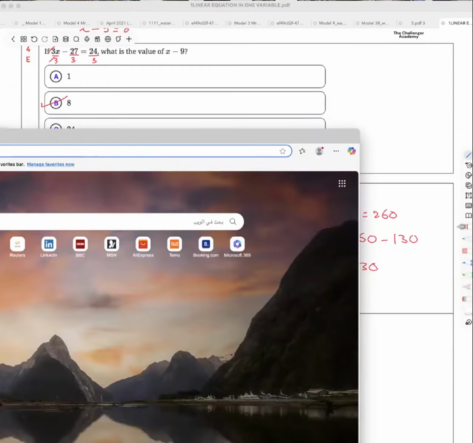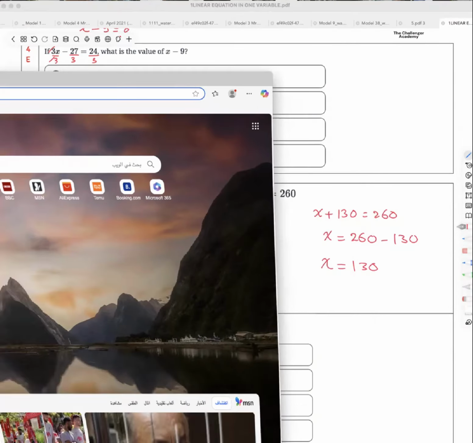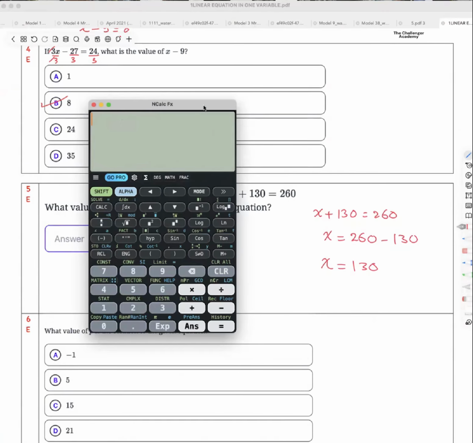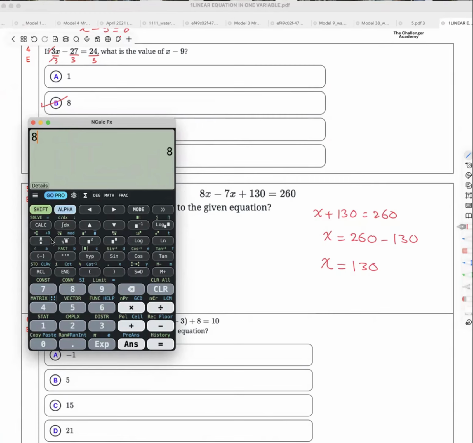Just write down. Where is my calculator? This one. So we have 8x minus 7x plus 130 equals 260. It means x equals 130.